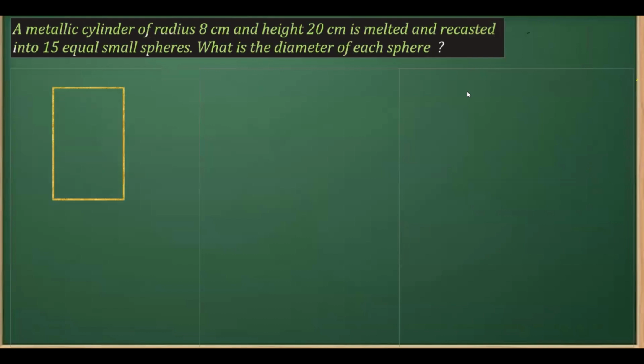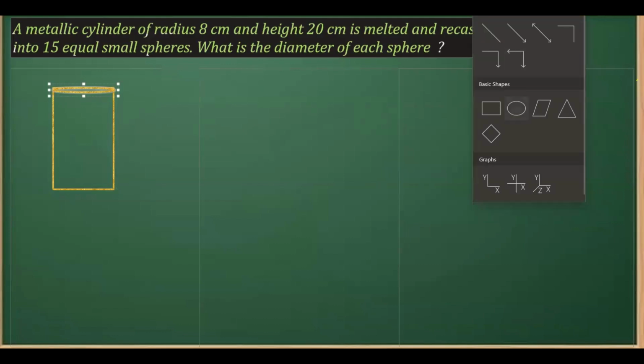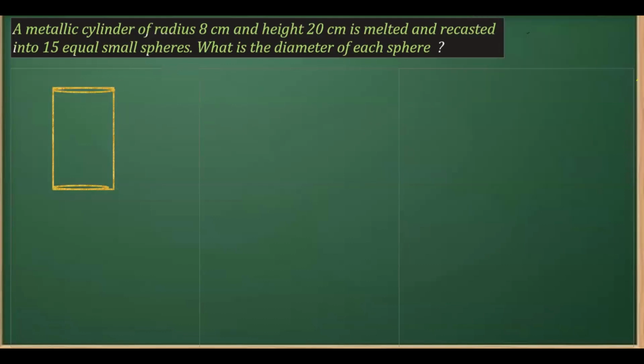is their volume. Let's say I took this being the cylinder here with its circular base, but the diagram is not necessary in the exam. Just for clarity, I'm making it. So what you know is that this volume should be equal to 15 times the volume of a sphere. And this is why, because you know that what remains the same is the volume.